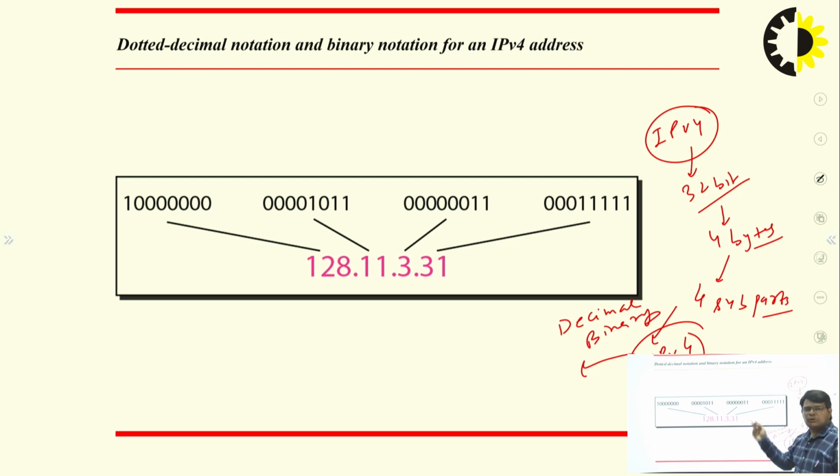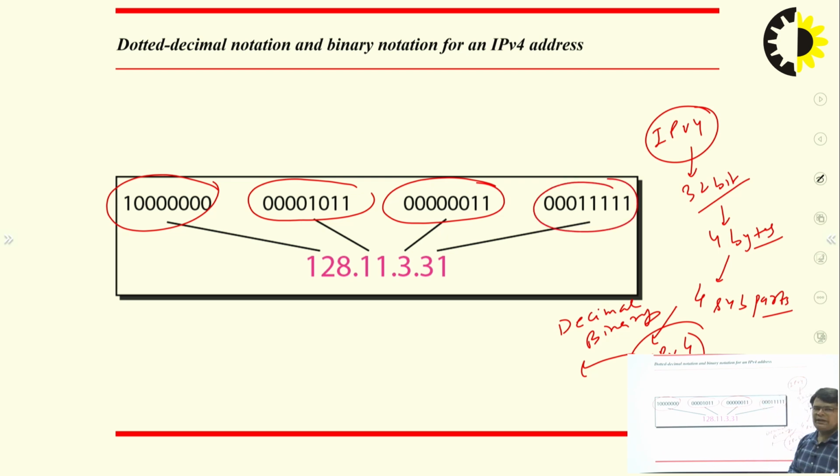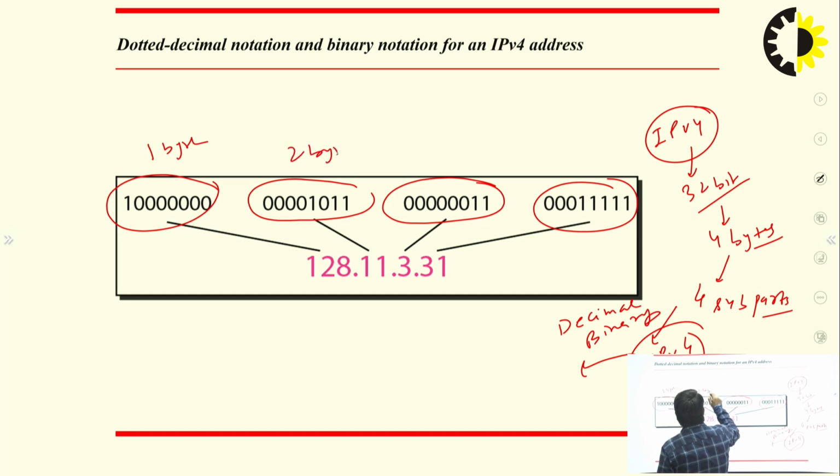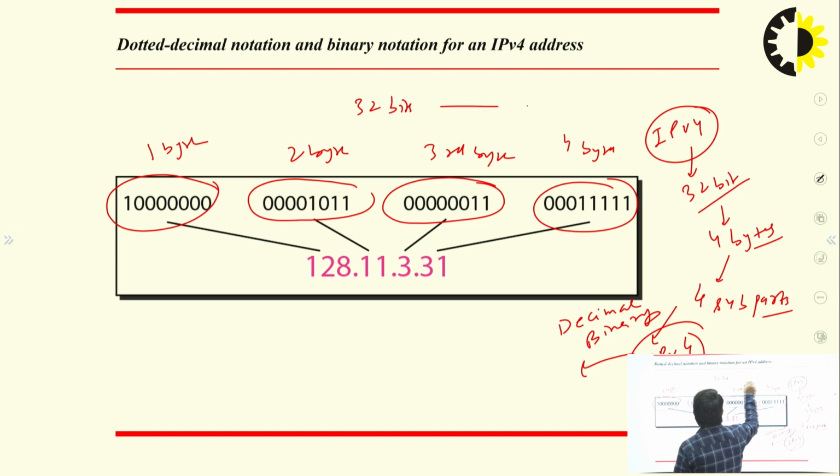One example is shown here. This is the first byte in binary notation, this is the second byte in binary notation, this is the third byte, and this is the fourth byte in binary notation. So these are the first byte, second byte, third byte, and fourth byte, and the total is 32-bit.